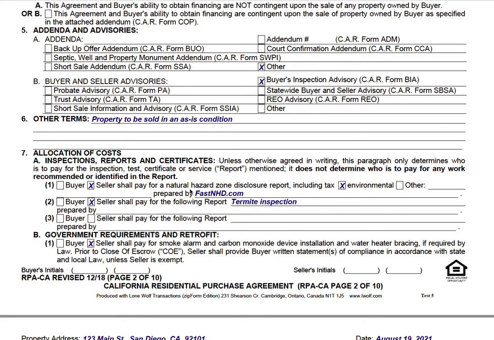All right, we have the NHD, which is required by state law. Sometimes I see buyers try to waive it because they're just, again, trying to be very accommodating to the seller.